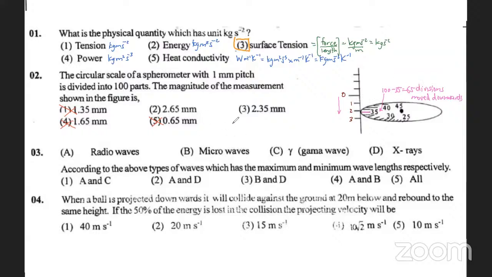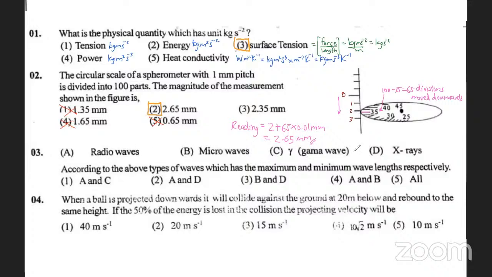So the reading is between 2 and 3, so it has gone past 2, so it's 2 plus 65 into 0.01 millimeter. So the final answer is 2.65 millimeter. All right. So the answer is the second one. Second one. Good.